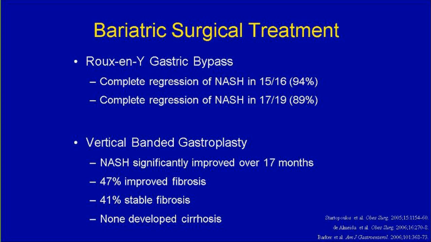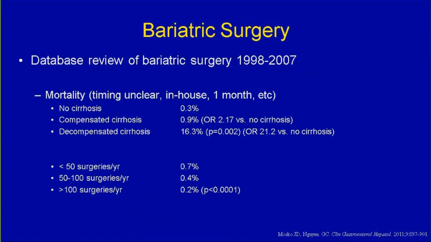So bariatric surgery, and what you'll find here, and again, I just pulled two, I could have pulled hundreds, but complete regression of NASH 90-ish percent of the time with the Roux-en-Y. Here we see improved fibrosis in half the patients. None of them developed cirrhosis, granted a short study. But the point is that bariatrics may have a very big role in these people. But there's two caveats to it.